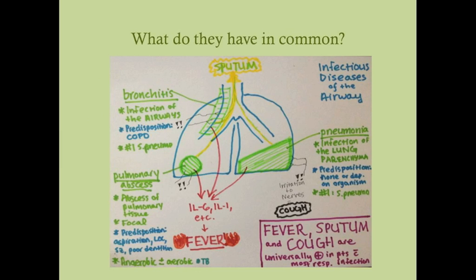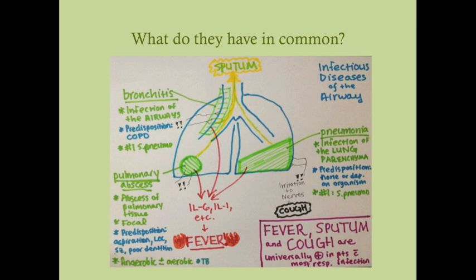So what do all of these have in common? We're going to talk about three primary diseases: bronchitis, pulmonary abscess, and pneumonia. They're all three separate pathological pathways, but they all tend to present with fever, sputum, and cough. You could call sputum and cough a productive cough, but fever, sputum, and cough are the triad that people tend to present with.